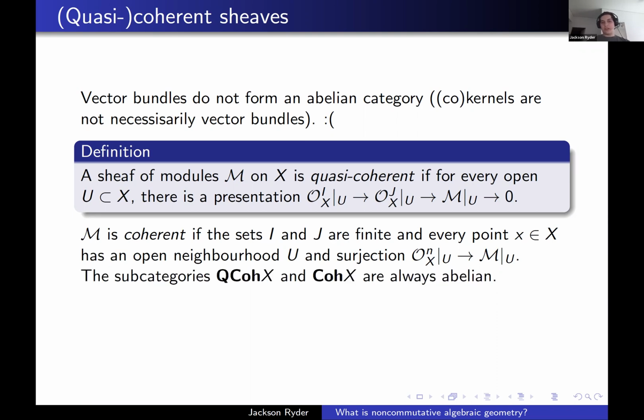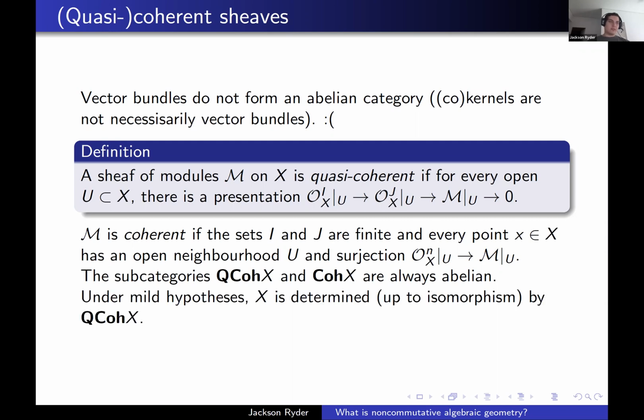So yeah, like I just mentioned, both of these categories are always going to be abelian, which is great for us because now we can do all the homological algebra that we like, okay? And also, under some mild hypotheses, our projective scheme is determined by this category of quasi-coherent sheaves, okay? So I think we just need that our scheme is quasi-separated and quasi-compact, for people who are familiar with what those mean. But then we can determine our projective scheme from this category of quasi-coherent sheaves.